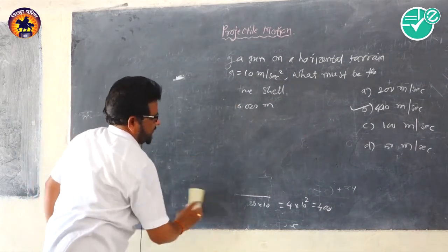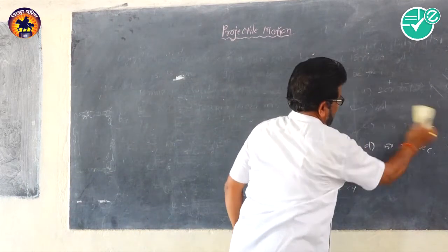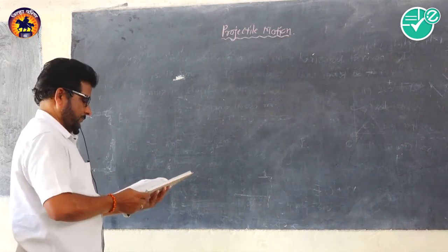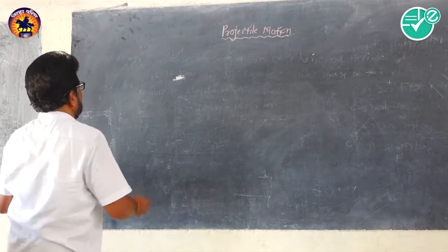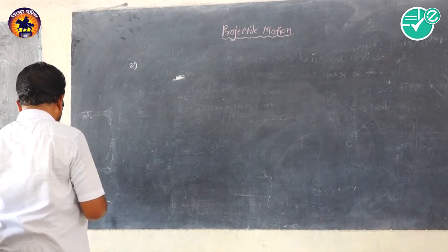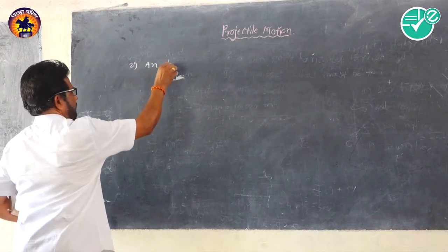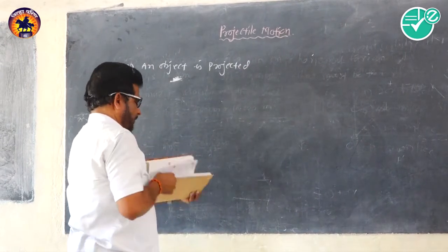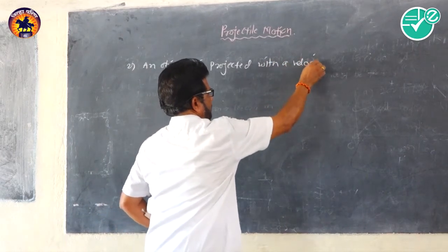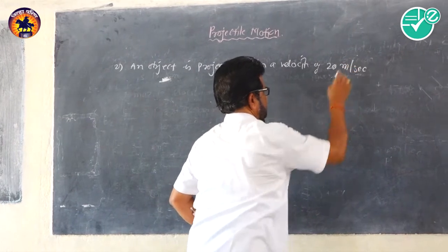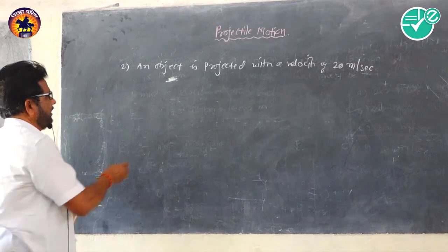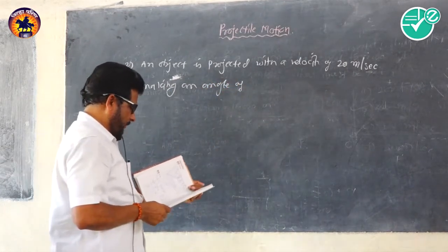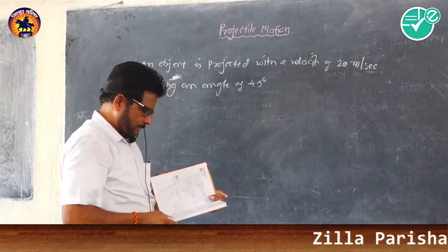Next example. Second, an object is projected with a velocity of 20 meter per second, making an angle of 45 degree with the horizontal.